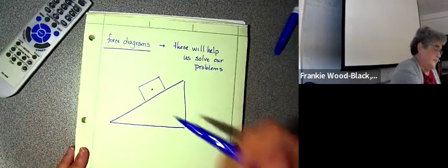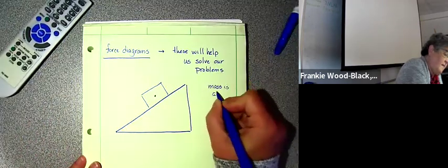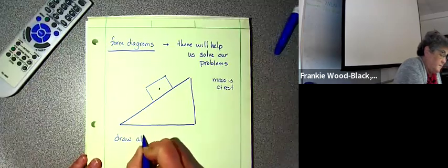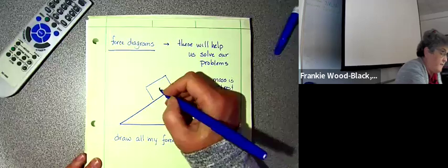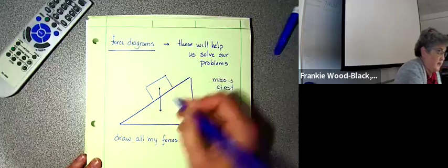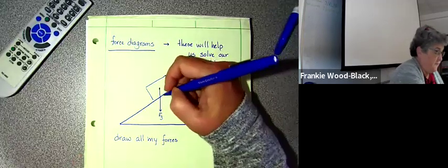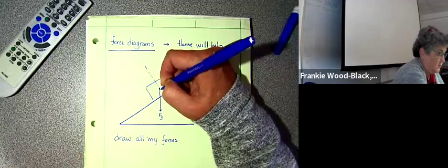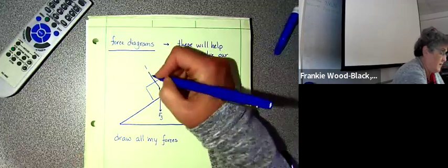So this particular mass is at rest, and I want to draw all my forces. I have a force due to gravity, which is going towards the center of the Earth. I have a force that is perpendicular to my surface, and that gets me back to my normal force. So I have a normal force that's perpendicular to my surface.